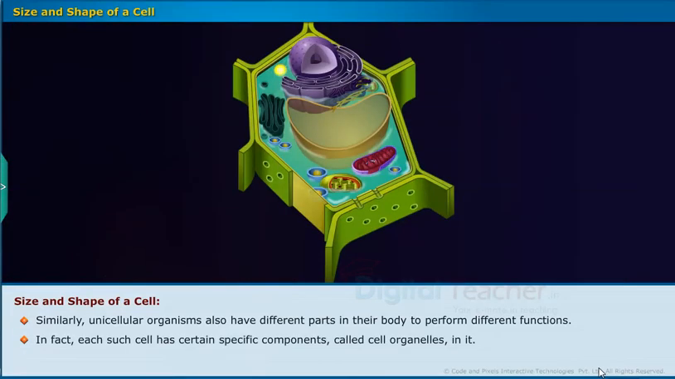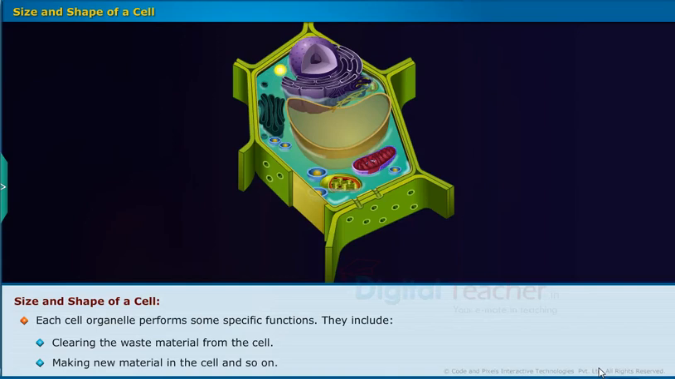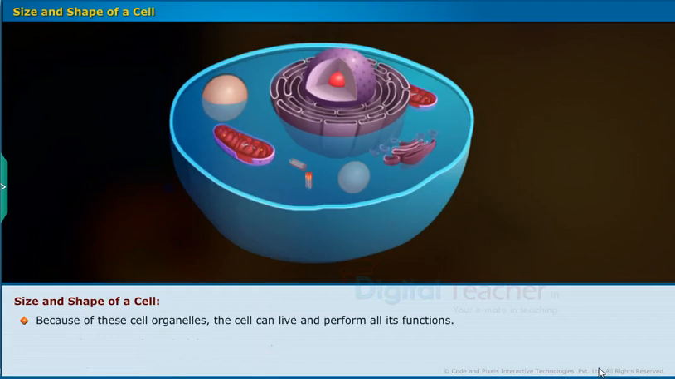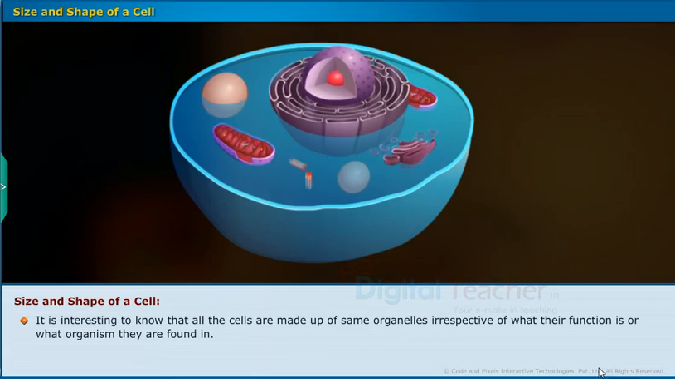In fact, each such cell has certain specific components called cell organelles in it. Each cell organelle performs some specific functions. They include clearing the waste material from the cell, making new material in the cell, and so on. Because of these cell organelles, the cell can live and perform all its functions. All these cell organelles together constitute the basic unit called cell. It is interesting to know that all the cells are made up of the same organelles irrespective of what their function is or what organism they are found in.